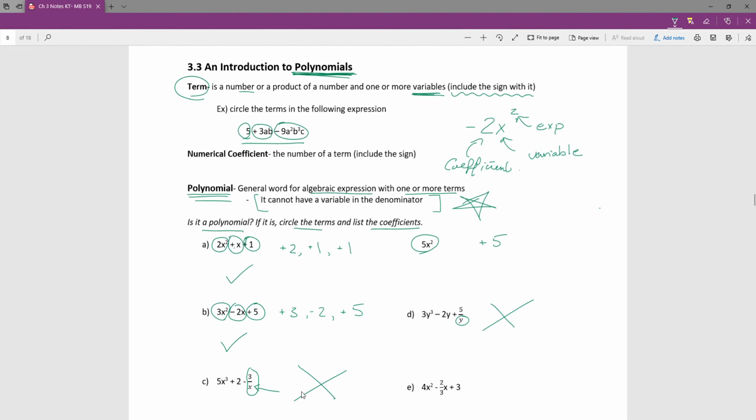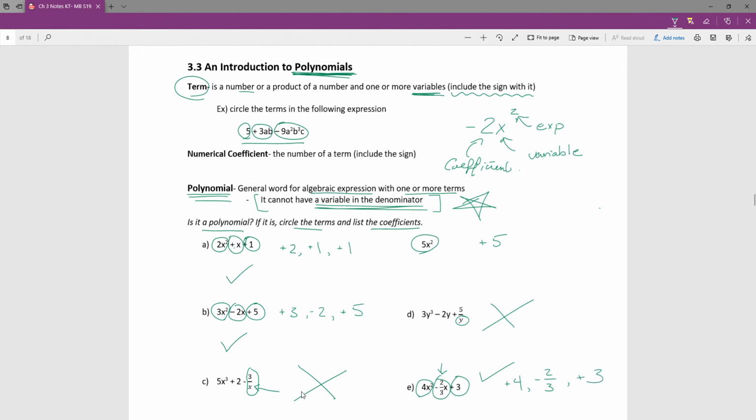And E, it is a polynomial. The thing about this one that might catch your eye is that you have a fraction, but that fraction is a coefficient. It doesn't have the x down below. It doesn't have the variable in the denominator. So it can have numerators and denominators, just not the variable in the denominator. So circling the terms, we'd have those three. And listing the coefficients, we have a positive 4, a negative 2/3, a fractional coefficient, and that positive 3.